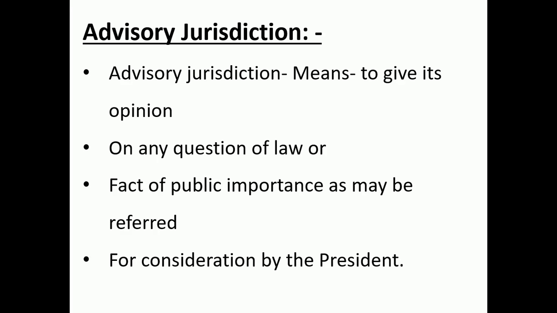So, if the Supreme Court has to give an opinion, there is a condition. What is that? It must be related to the law, on any question of law. The Supreme Court has got the power to give its advice on a fact of public importance as may be referred for consideration by the President. And it must have some public importance, and the President must wish that the Supreme Court give a few comments or remarks regarding a particular law. So that's what is meant by advisory jurisdiction.